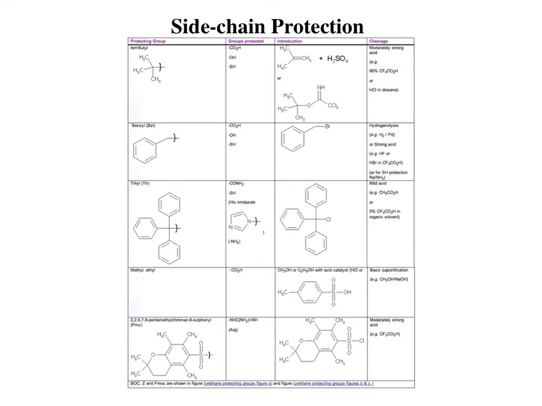For amino acids that have reactive side chains, there are protecting groups that can be used, and here's a table of side chain protecting groups and the reagents used to protect the groups. So here you have tert-butyl, benzyl, trityl, methyl, ethyl, and this pentamethyl chroman 6-sulfonyl group, and here are the groups that they protect on the subsequent row.